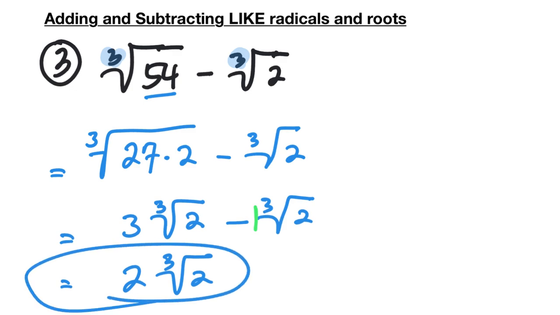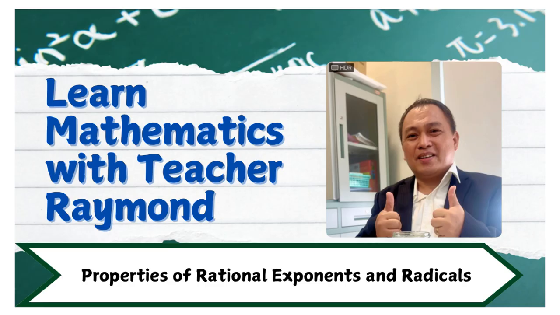That's your final answer. This is all for now for the properties of rational exponents and radicals.